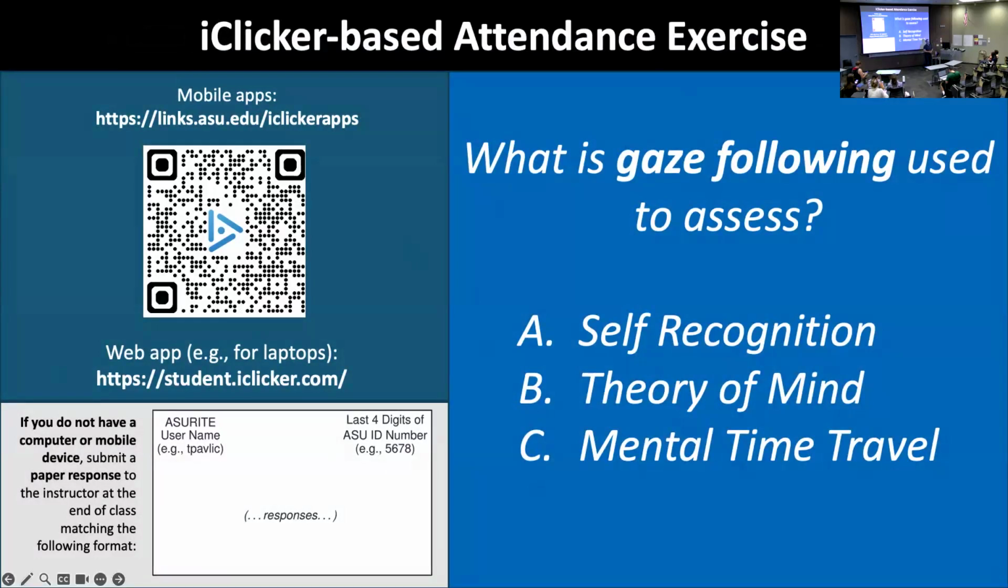So a question here, gaze following. If I do the behavioral assay gaze following with an animal, what am I trying to assess if the animal has? Self-recognition, theory of mind, or mental time travel?